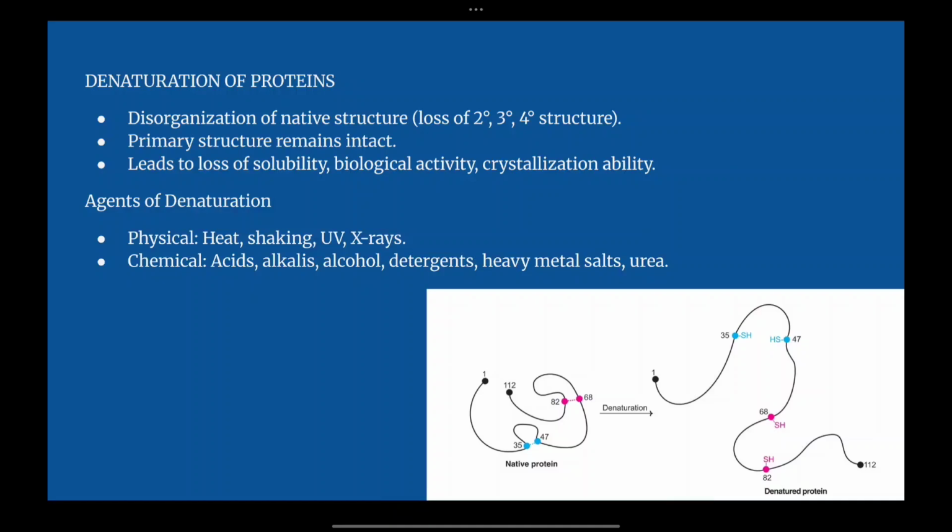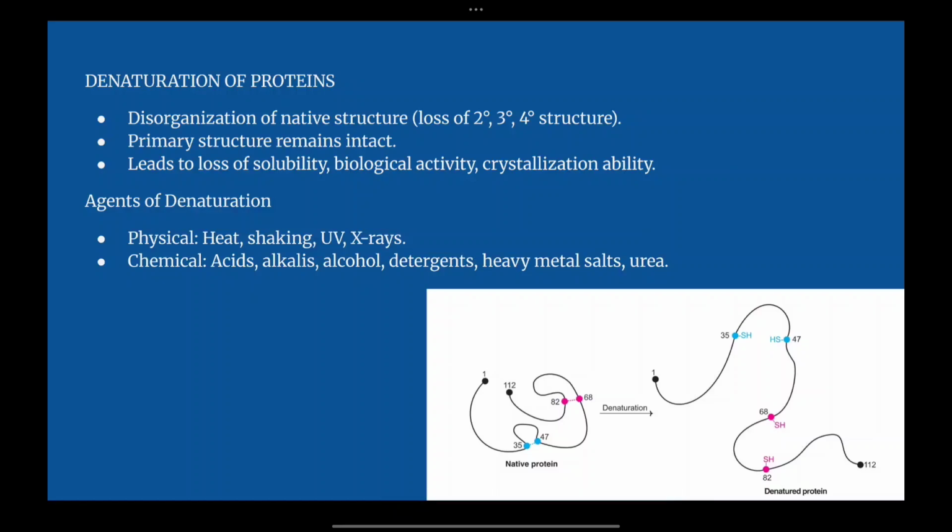It leads to the loss of solubility. The protein loses its ability to get dissolved, it loses the ability to actively participate in biological processes, and it can lose the ability to form crystals, or protein crystals. All these abilities are lost when denaturation happens. Now, how does denaturation happen? There are two agents of denaturation: one is physical, the other is chemical. Physical denaturation is by heating the protein. We produce a certain temperature at which the proteins break down into primary structures. Shaking.